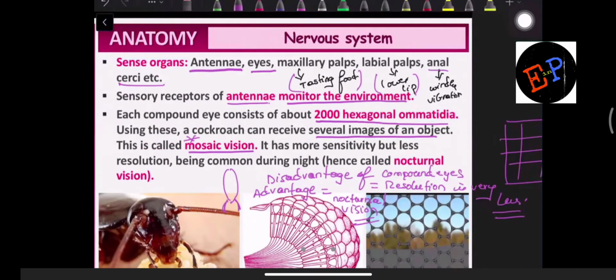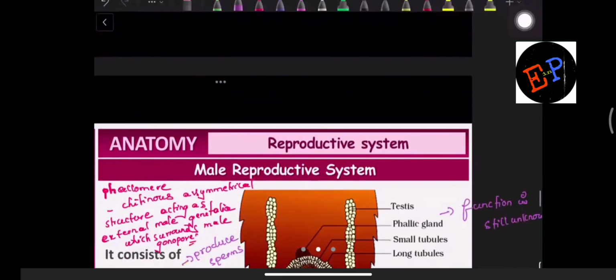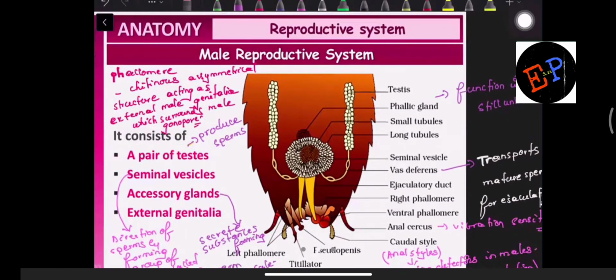Therefore, this type of vision you can call mosaic vision. That is the formation of one image due to the combination of several images. So it has more sensitivity but less resolution, being common during night. Hence it is called nocturnal vision. Understood now? That's it. Then coming to the male reproductive system of this cockroach.